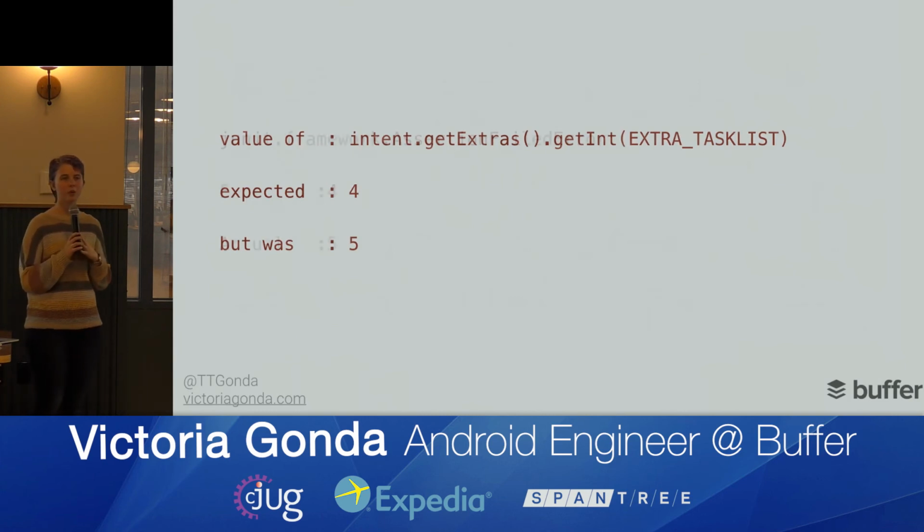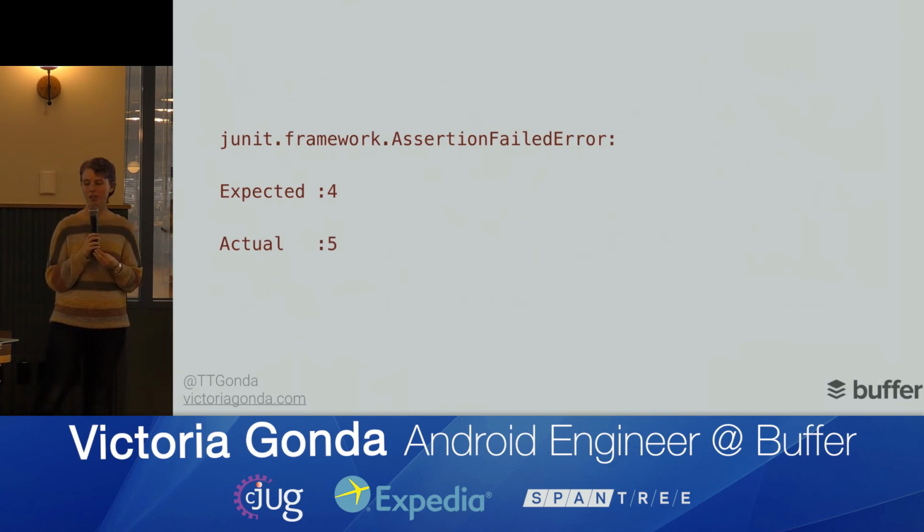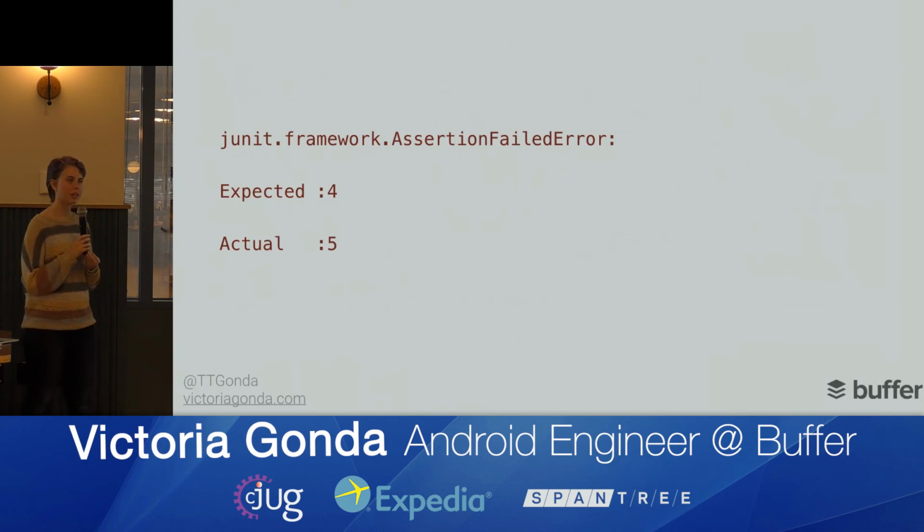This is what it looks like when you're using the JUnit assert equals for integers. Sure, you still have the expected and the actual, but the error message doesn't include the information that the value that we were testing was intent get in extra task list.